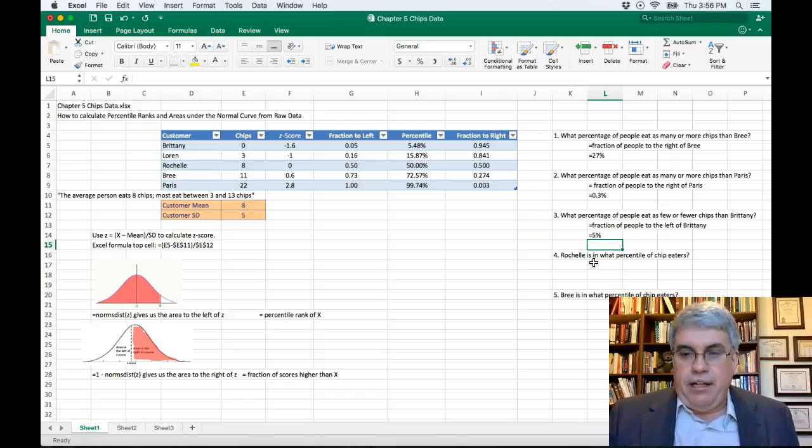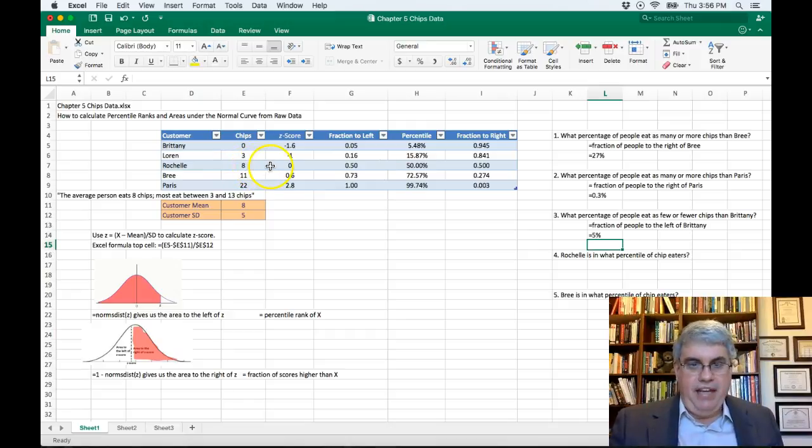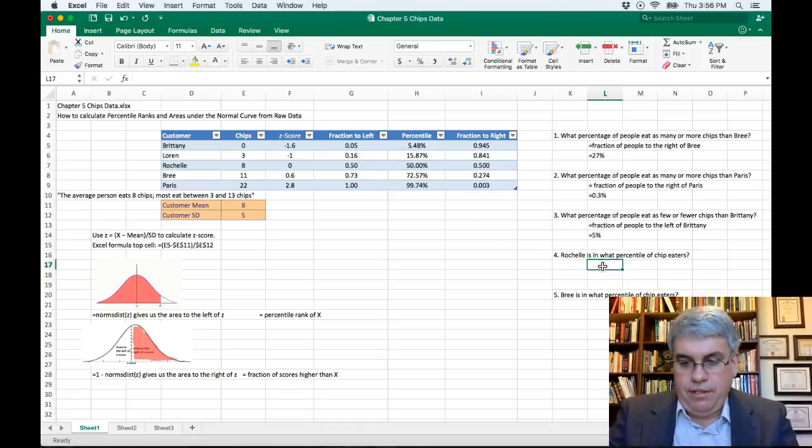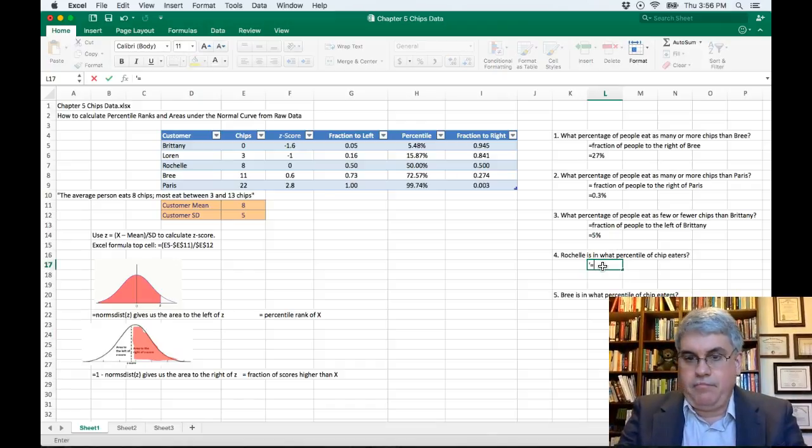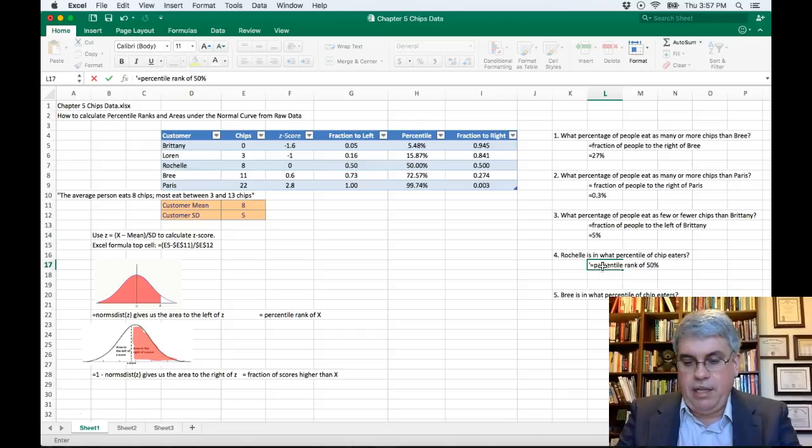Now, Rochelle is in what percentile of chip eaters? So Rochelle, she had 8. That turned out to be average, so her z-score is 0. And so her percentile rank is the same as the fraction to the left, which means, since she's right in the middle, it's 50-50. So we would say that that equals a percentile rank of 50%, and we can say that she's in the 50th percentile.